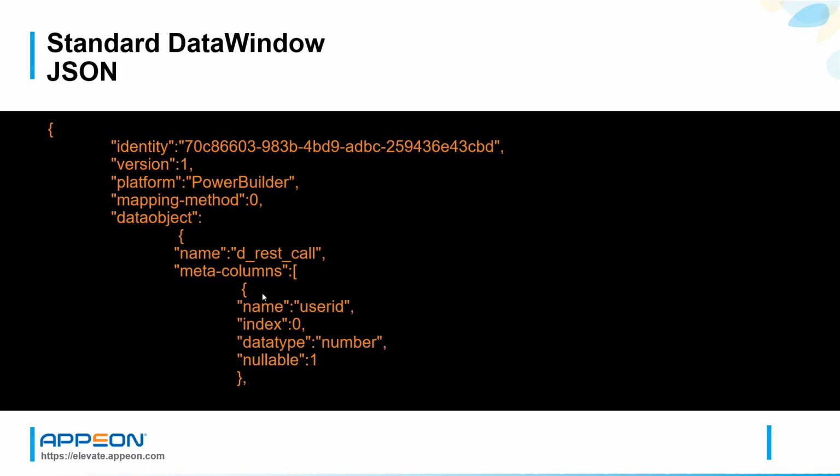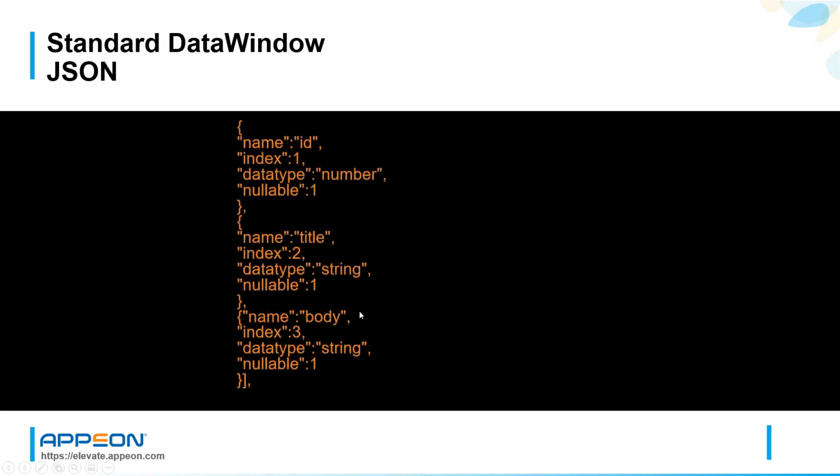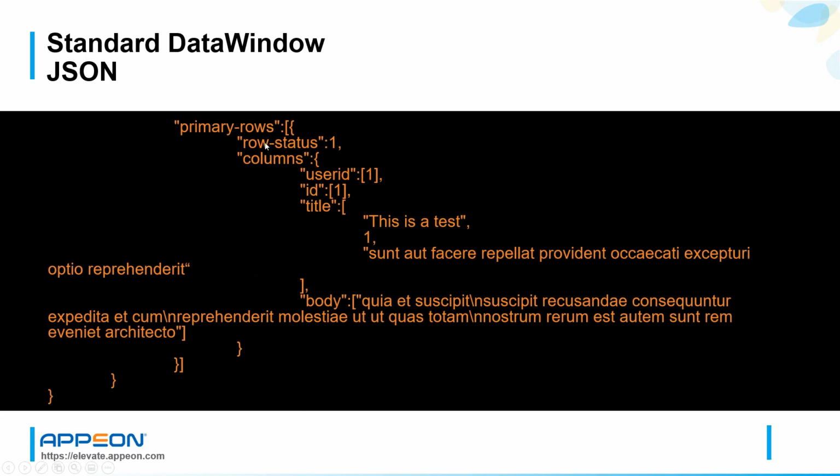Here's an actual example of data from a data window. There's actually some other attributes in here that I didn't mention in the previous slide. So there's a platform, there's a mapping method. Here's your data window object. Here's the names of the columns. That's the first column right there: user ID, title, and body. And so it indicates whether or not they're nullable, what their data type is. The column number essentially is the index. And so here's your primary buffer.